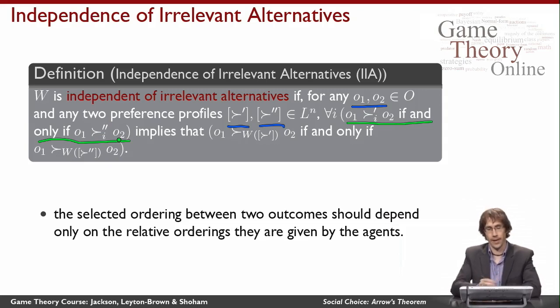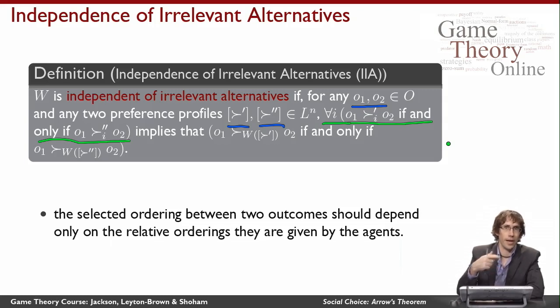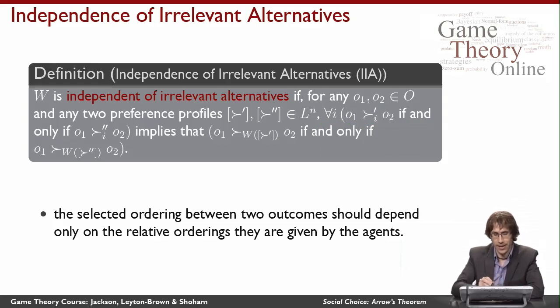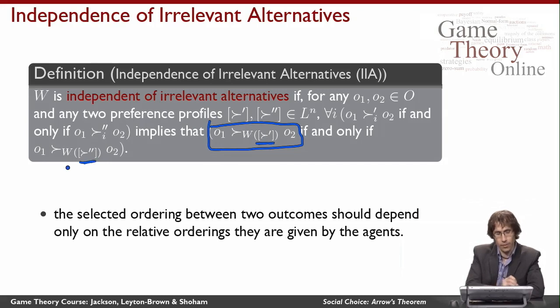So in other words, when I extend it out to the for all I here, this is saying that all of the agents relatively rank O1 and O2 in the same way in both pref prime and pref double prime. In other words, if agent I likes O2 better than O1 in pref prime, it must also be that agent I likes O2 better than O1 in pref double prime. So the condition says that if this is true, then it must be that the social welfare function, when given pref prime as an input, makes the same relative ranking between O1 and O2 as it does when given pref double prime as an input.